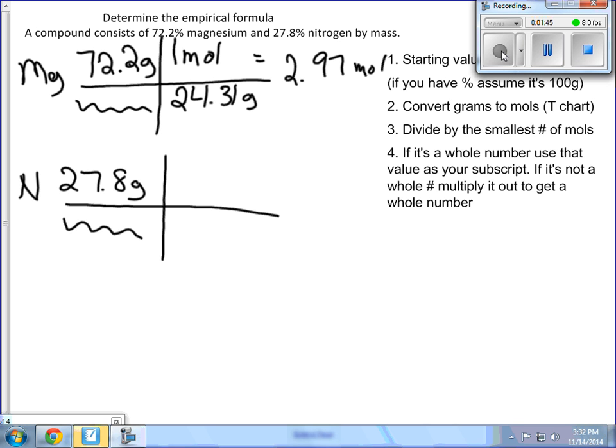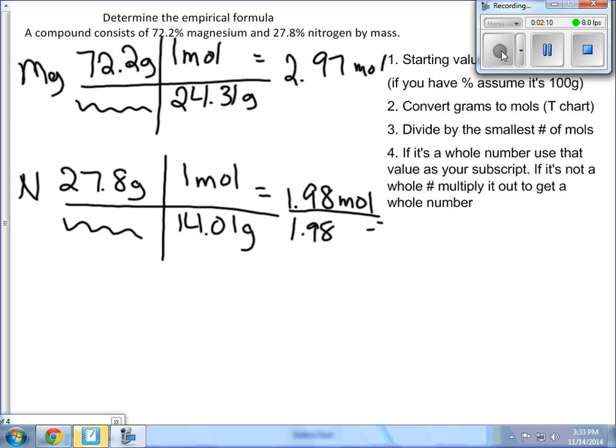We have to put that in the bottom because 14.01 is in grams, and we want those units to cancel out. We have 1 mole at the top. So again, we multiply across the top, divide by the bottom, we get 1.98 moles. Step number 3 tells us divide by the smallest number of moles. So 1.98 is the smallest number. That gives us 1. And here we get 1.98, and we divide, and we get 1.5.